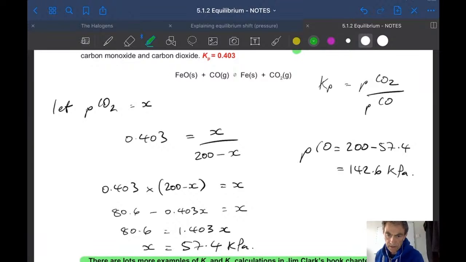Don't understand why you did 200 minus X. So we've said the partial pressure of carbon dioxide is X. The total pressure is the sum of the partial pressures. So the partial pressure of the other thing will be the total pressure minus X.